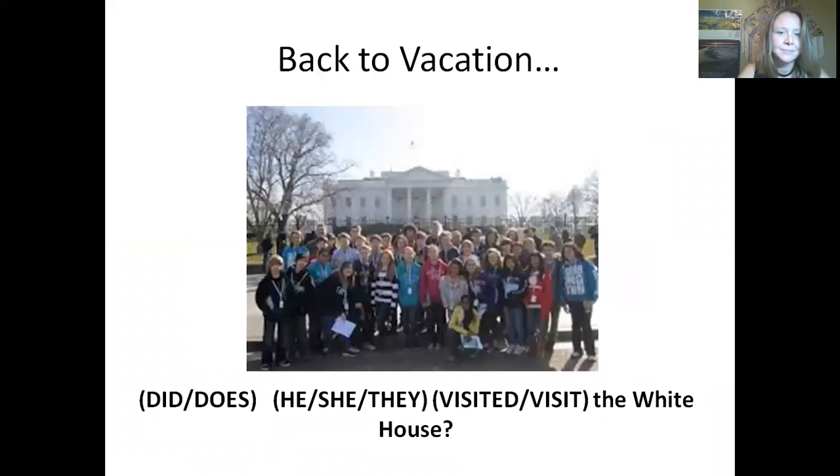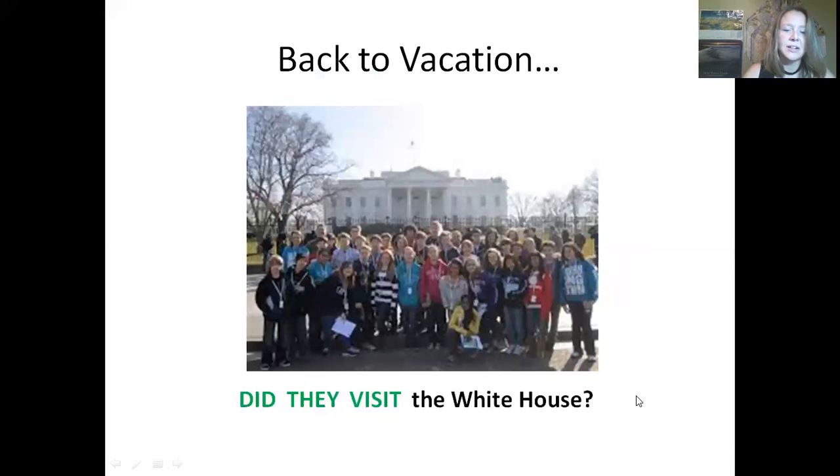One more. We have a group of people here in front of the White House in Washington, D.C. Make those same 3 decisions that we've talked about. Which form of did, which subject is appropriate, and which form of the main verb visit are we going to use? Pause the video if you need to and write it down. And here we have our answer. Did they visit the White House? Hopefully the pattern of questions in simple past tense is starting to make sense.